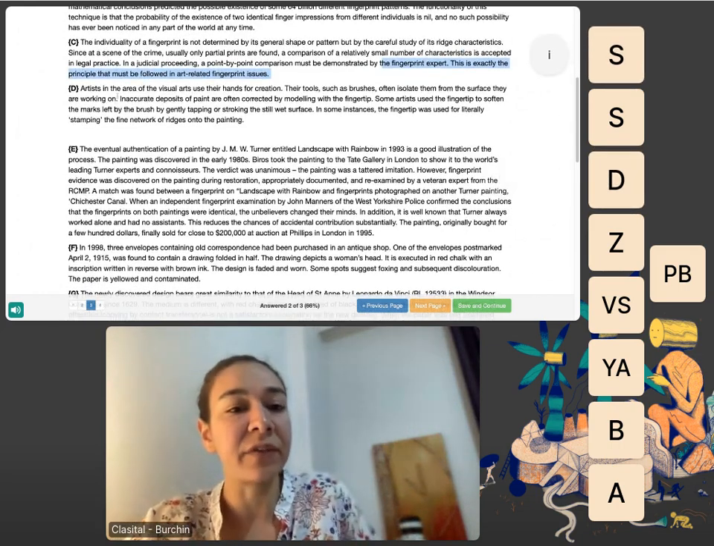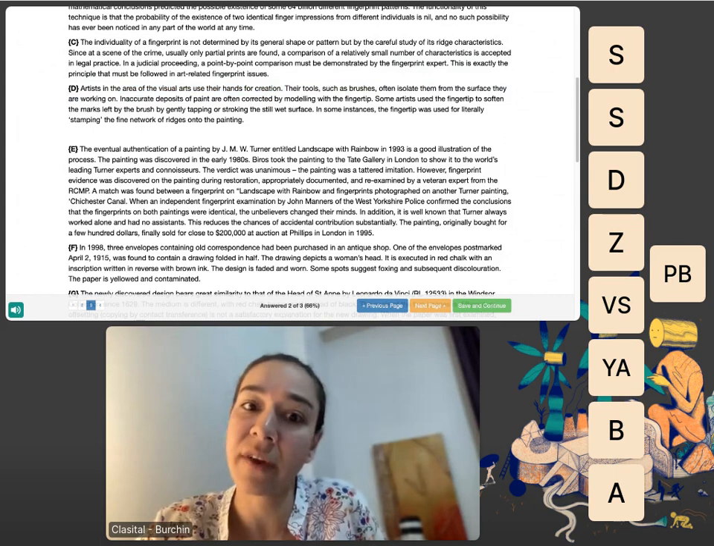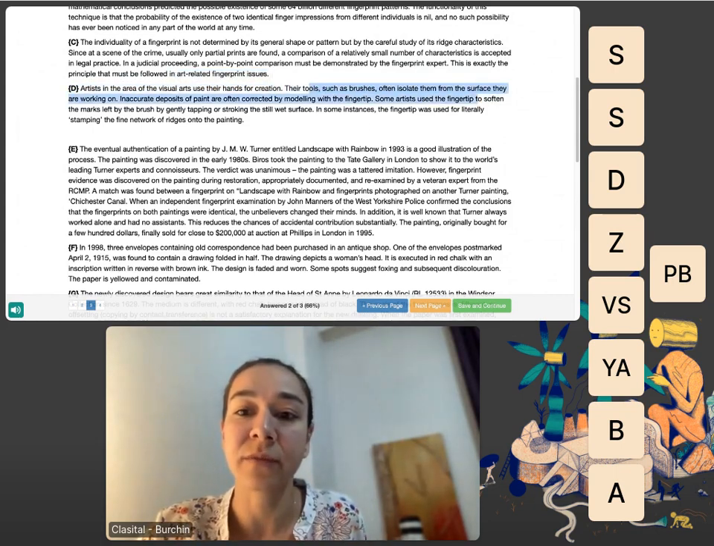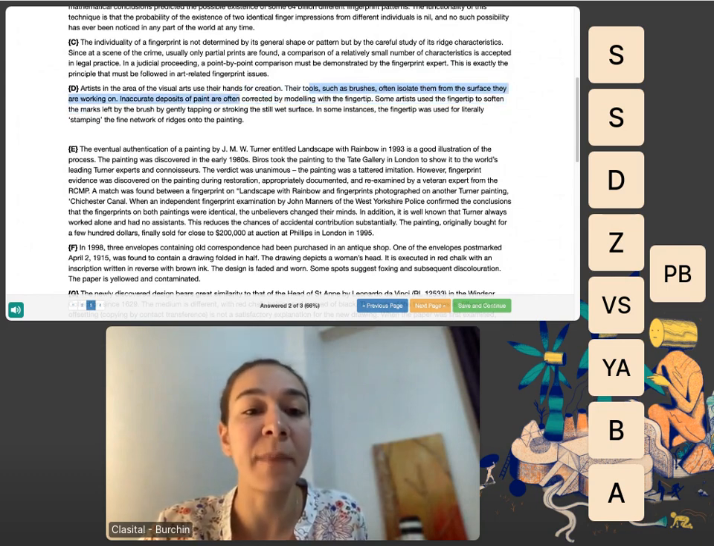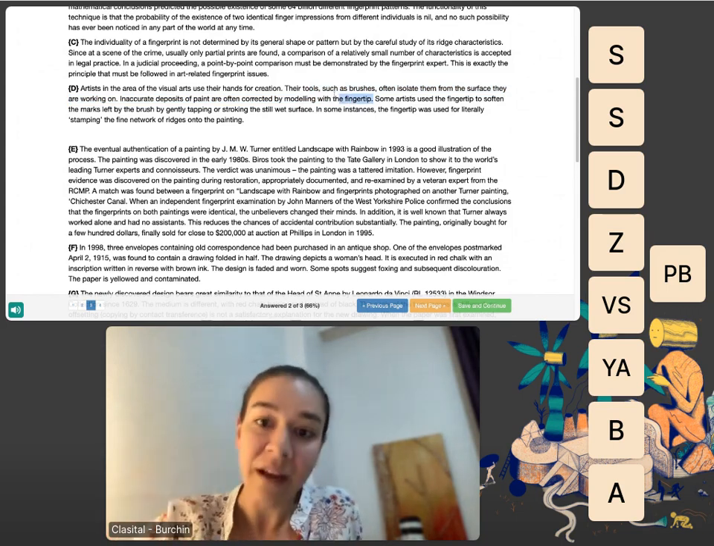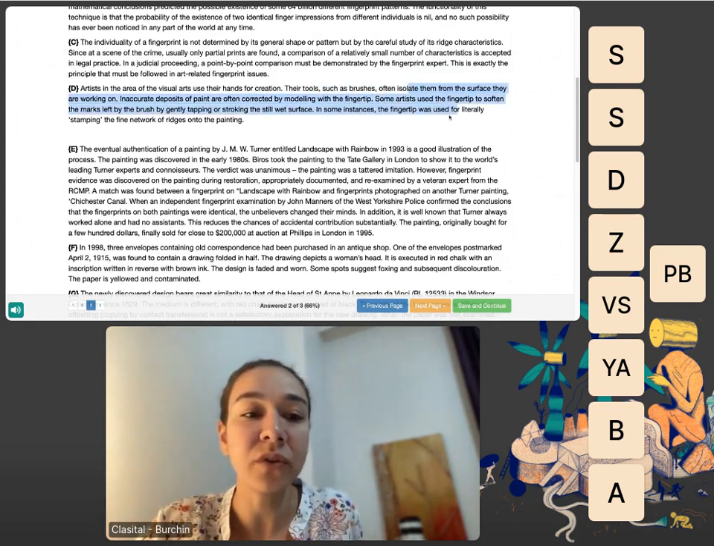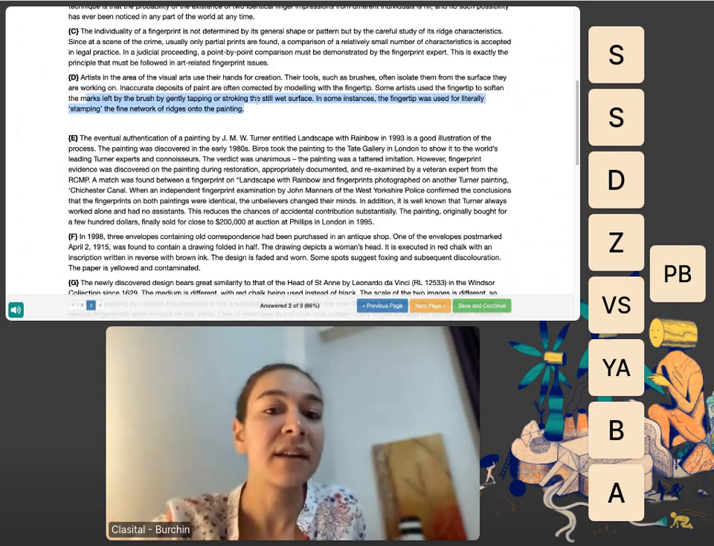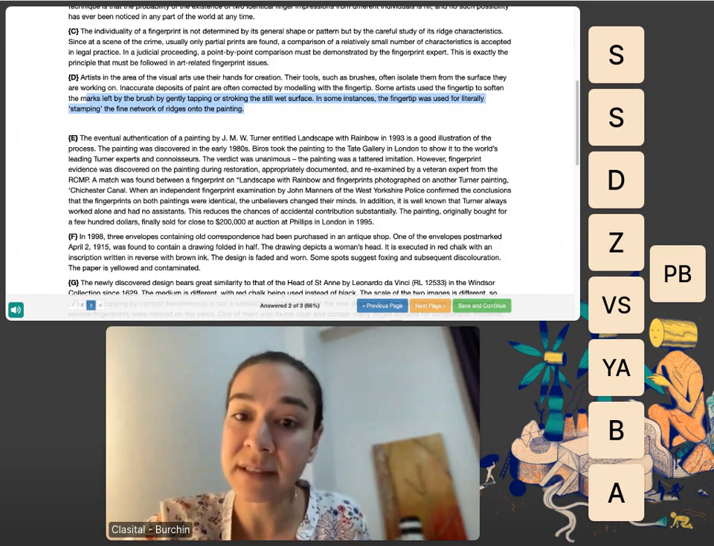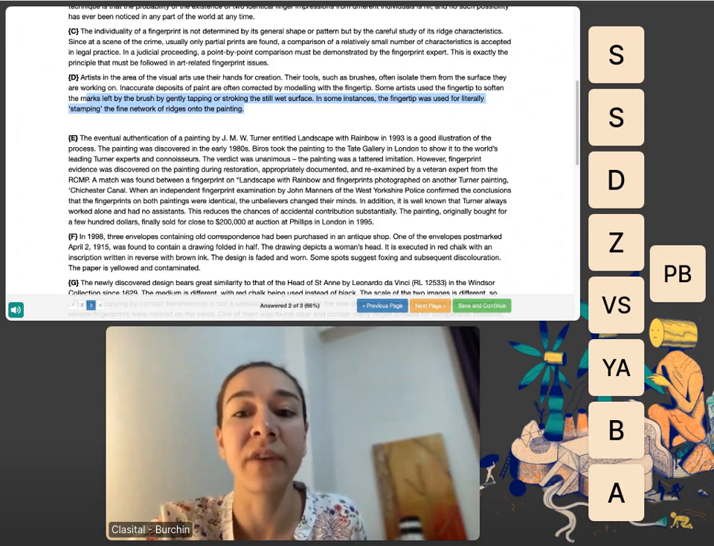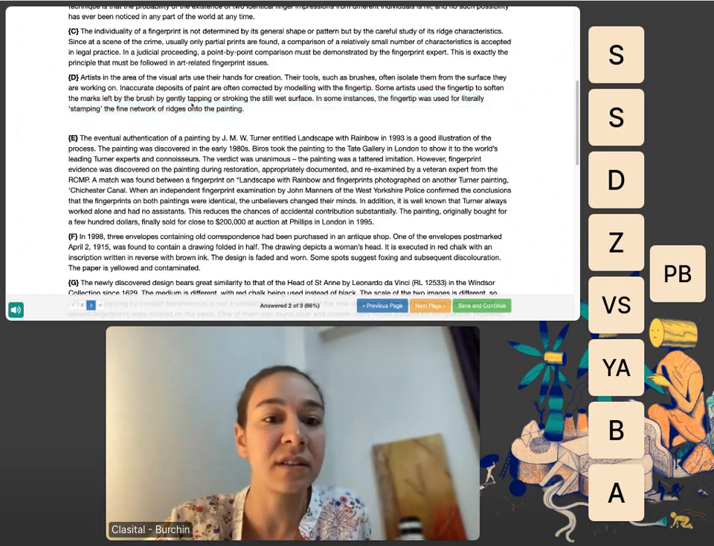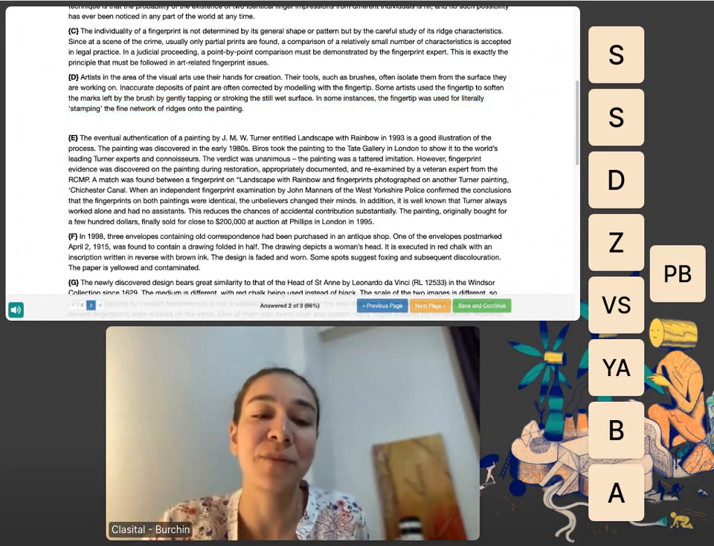Artists in the area of the visual arts use their hands for creation. Their tools, brushes, isolate them from the surface when they are working. Inaccurate deposits of paint are often corrected by modeling with fingertip. Some artists use the fingertips to soften the marks left by brush by gently tapping or stroking the still wet surface. In some instances, the fingertips were used to literally stamp the fine network of ridges onto the painting.